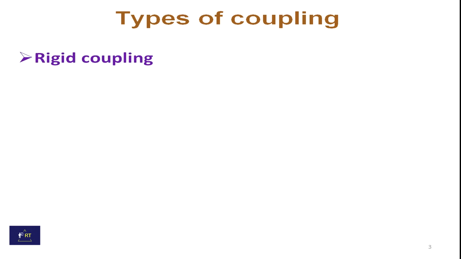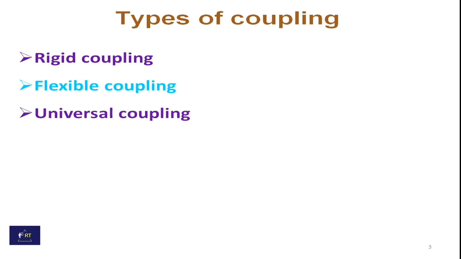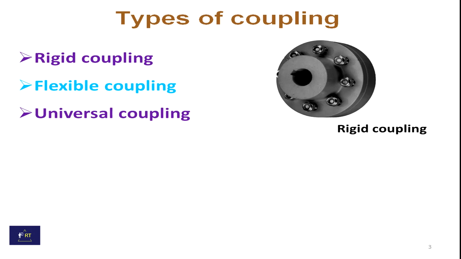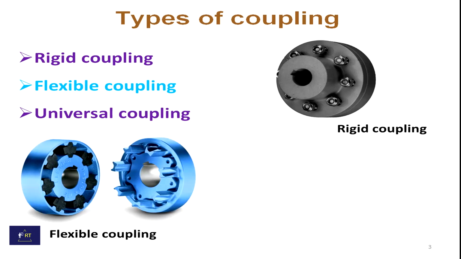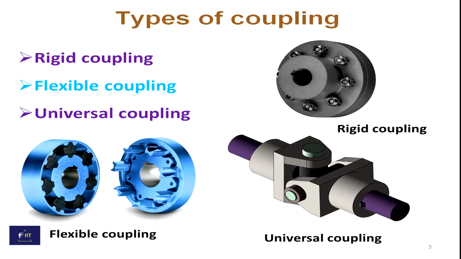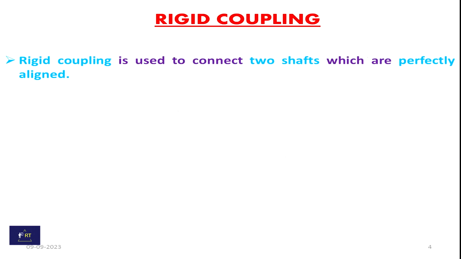Types of coupling: rigid coupling, flexible coupling, universal coupling. This is the image of rigid coupling, and this is the image of flexible coupling, and this is the universal coupling. Rigid coupling. Rigid coupling is used to connect two shafts which are perfectly aligned.